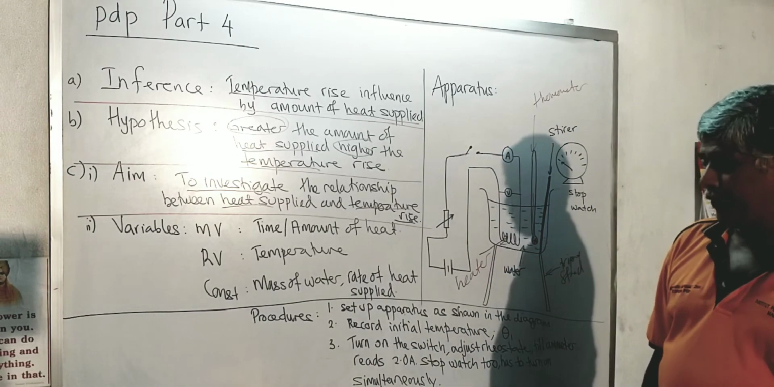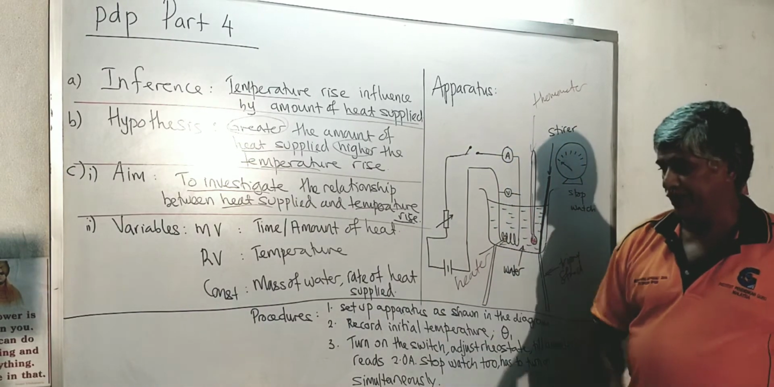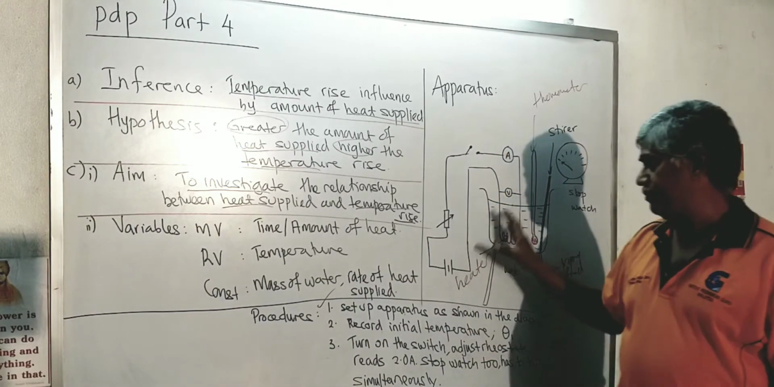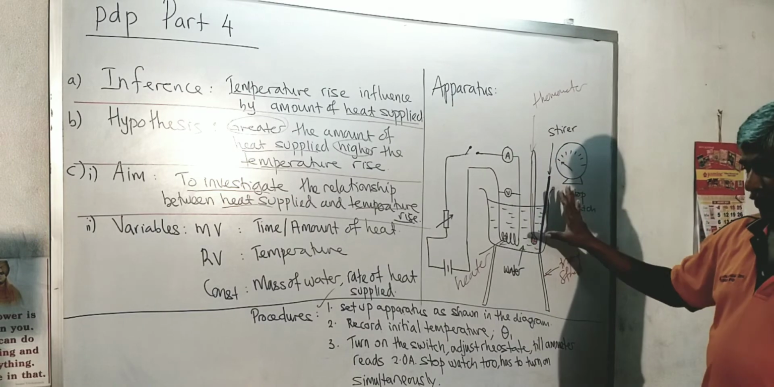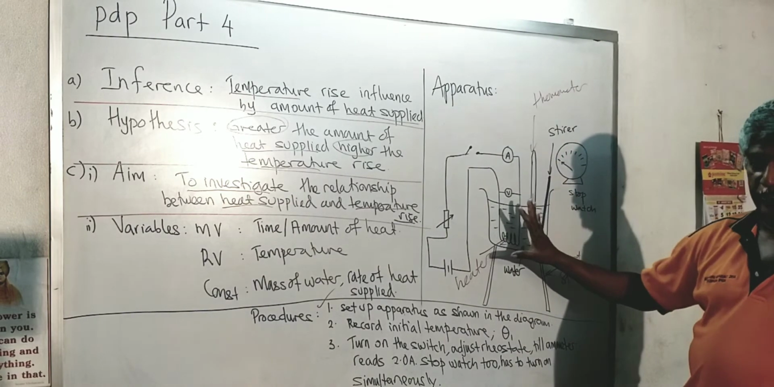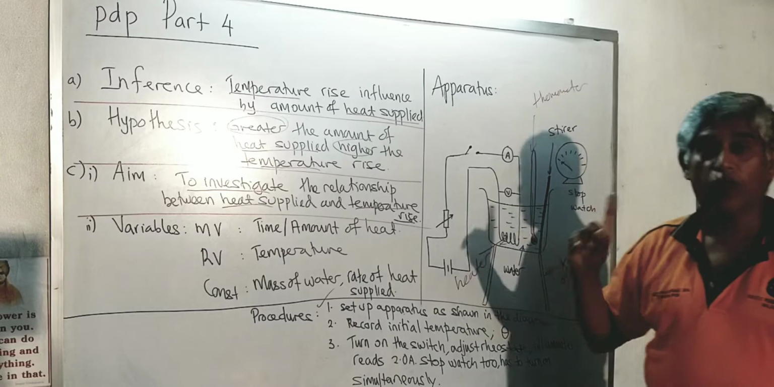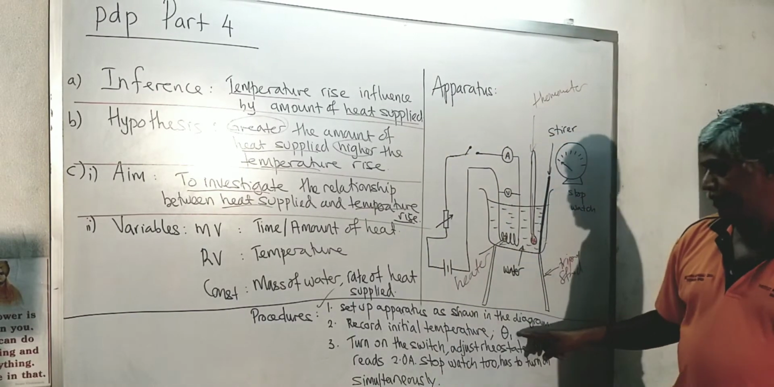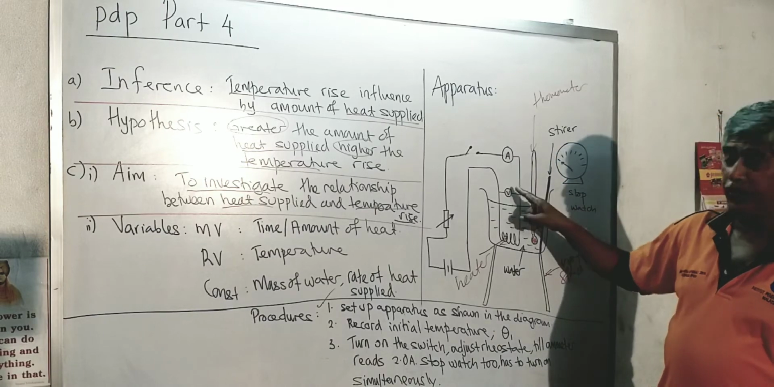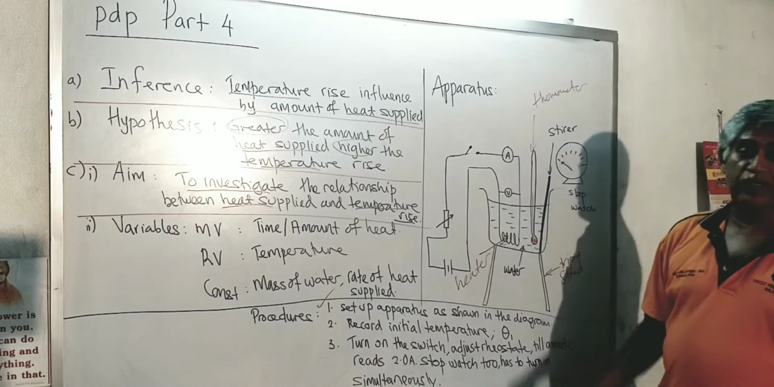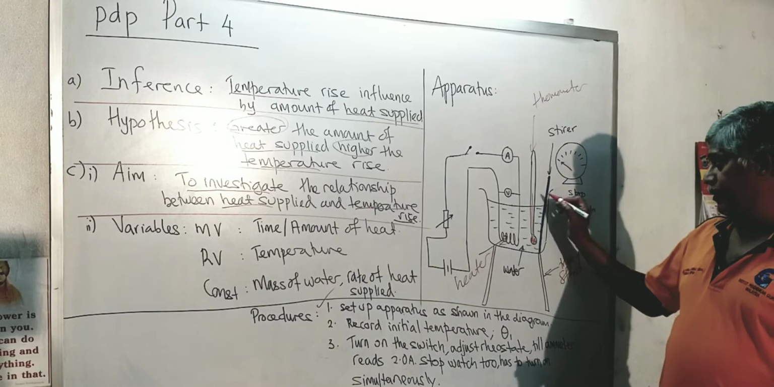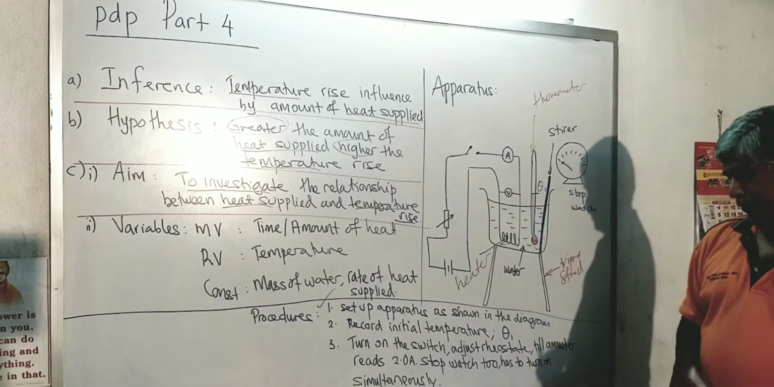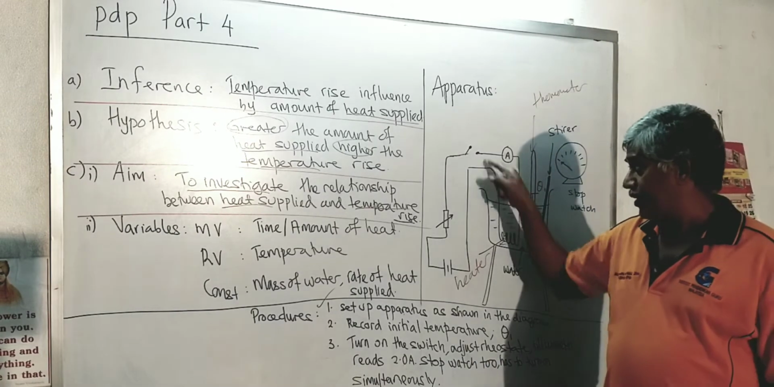So the procedure is, usually for all experiments, you write: apparatus is set up as shown in the diagram. That explains how you set up the apparatus, so you must draw the diagram. Number 2, record the initial temperature, data 1. That means before you turn on the heater, you record the initial temperature from the thermometer. Then you turn on the switch.